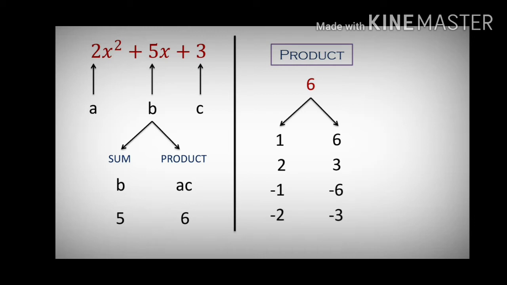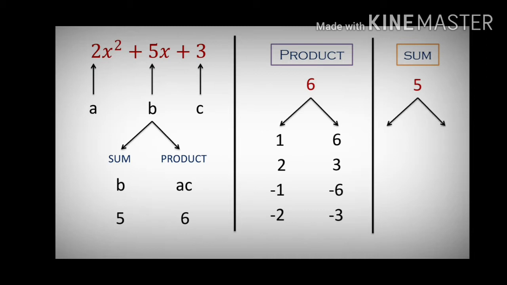So, these are our options. But here you have to see that the sum must be 5. Now, from these options, you have to select which pair will give us 5 on adding. So, you can see here this pair 2 and 3. 2 plus 3 will get 5.